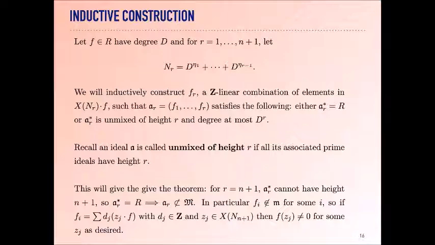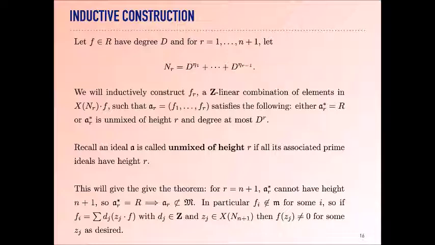Remember, so what are we trying to show? We're trying to construct some element z in x of n such that f of z is not 0. So we start with some polynomial f of degree d, sorry, that was our notation. And for r going from 1 up to n plus 1, we're going to let n sub r be d to the eta 1 plus ... plus d to the eta r minus 1.